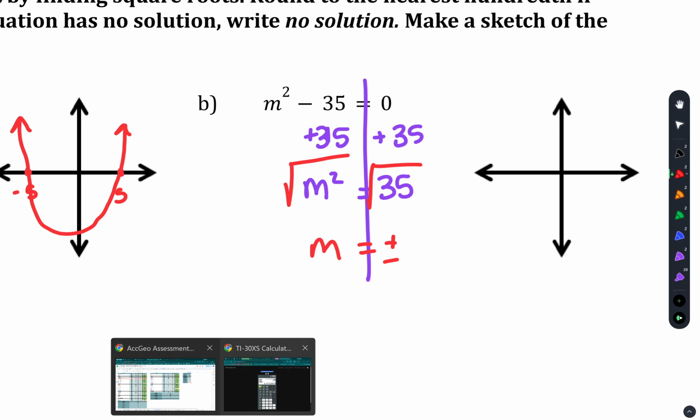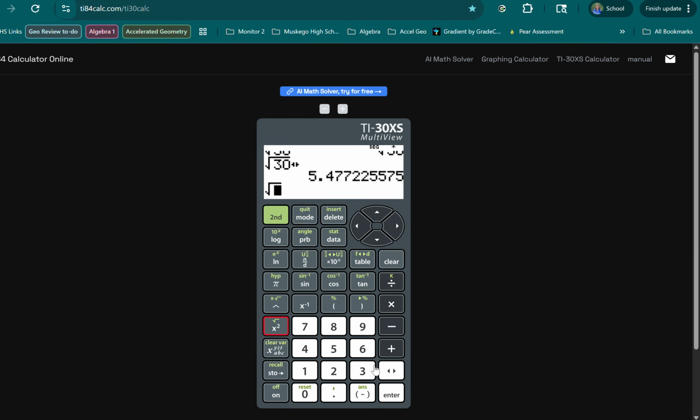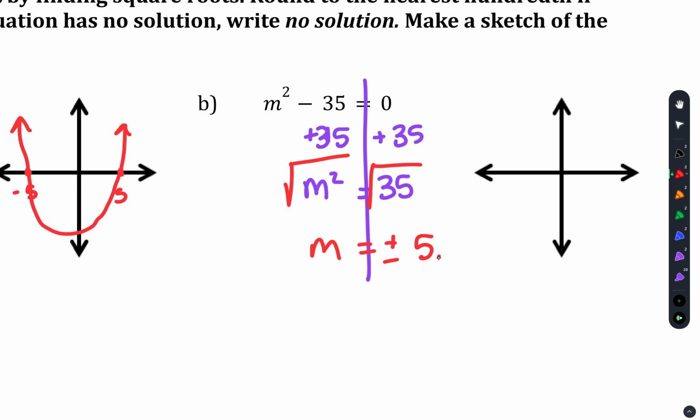So let's plug it in. The square root of 35 is about 5.916. I'm going to round up to 5.92. And then I do not want to forget that plus or minus there. And then again, we're going to put our points on here. This is -5.92 and positive 5.92. And draw a parabola.